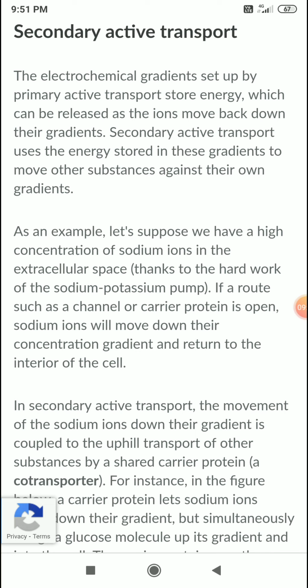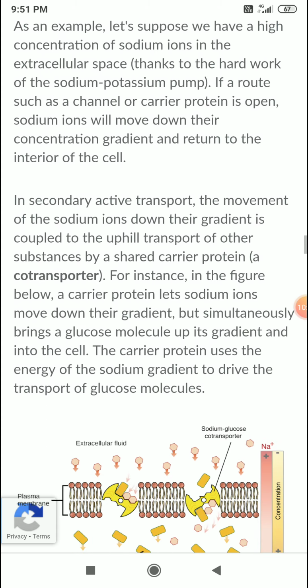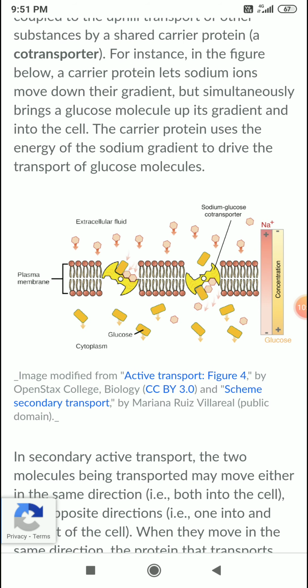In secondary active transport, the movement of sodium ions down their gradient is coupled to the uphill transport of other substances by shared carrier proteins. This is also co-transport. A carrier protein lets sodium ions move down their gradient, but simultaneously brings a glucose molecule up its gradient and into the cell. The carrier protein uses the energy of the sodium gradient to drive the transport of glucose molecules.